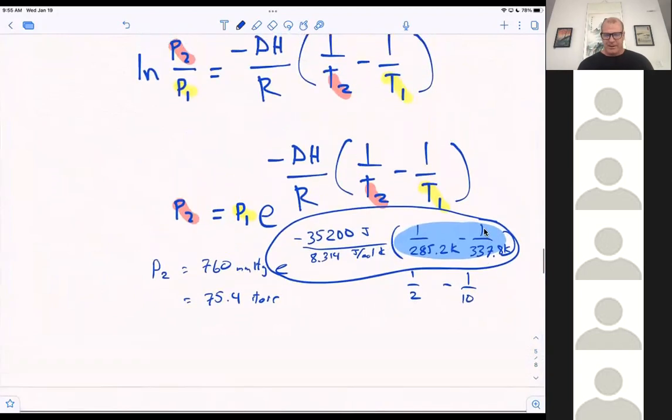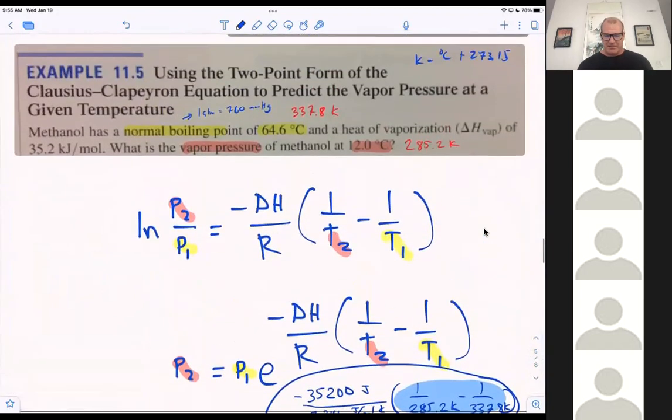Okay, recap, I know I've talked a lot. So let me recap this problem. Methanol has a normal boiling point, that means the temperature at 1 atmosphere of pressure. The normal boiling point of methanol is 64.6 degrees Celsius, and we looked up the heat of vaporization to be 35.2 kilojoules per mole. What approximately is the vapor pressure at 12 degrees Celsius?